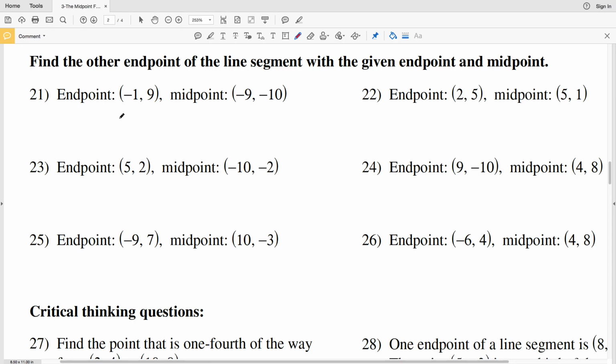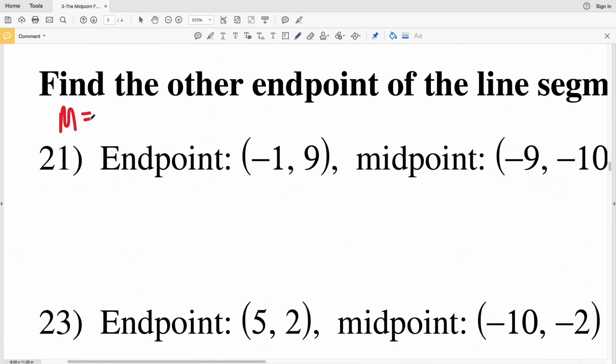So let's go over our midpoint formula one more time. We get the x-coordinate for our midpoint by adding the x-coordinates of each endpoint. So x1 can be the x-coordinate of one endpoint, and x2 is the x-coordinate of the other endpoint, and we divide that by 2. Then for the y-coordinate of the midpoint, we're adding the y-coordinates of each endpoint together and dividing that by 2.